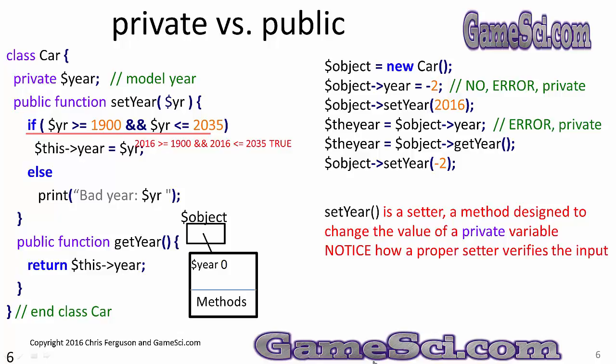Notice how a proper setter verifies the input. Cars weren't built before 1900. You can't buy an 1832 Studebaker. It doesn't exist. So it's going to make sure that this argument, this parameter, is greater than 1900. Well, 2016 is greater than 1900, so that's a true statement. Also, it doesn't want to get too far into the future, so it's going to make sure that the parameter is less than 2035. I'm in the proper year range for a car variable.